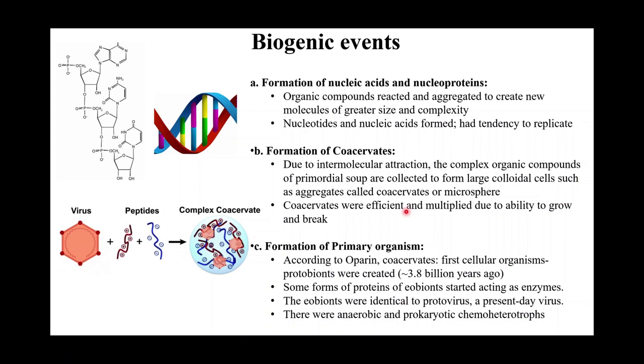So according to Oparin, these coacervates were the first cellular organism, and they were created 3.8 billion years ago. Just to highlight, Earth was formed around 4.5 to 5 billion years ago, and the first cellular organism, also called the protobionts, were formed at 3.8 billion years ago.